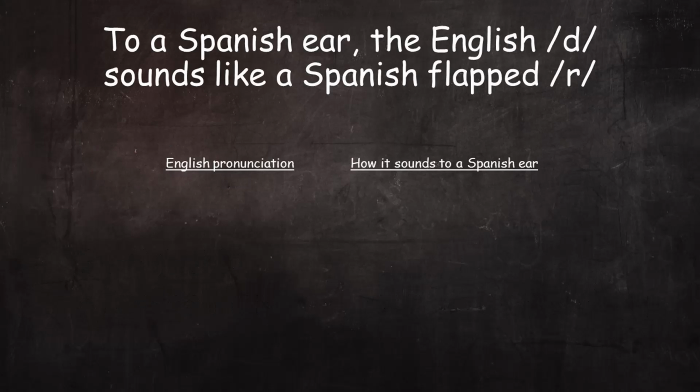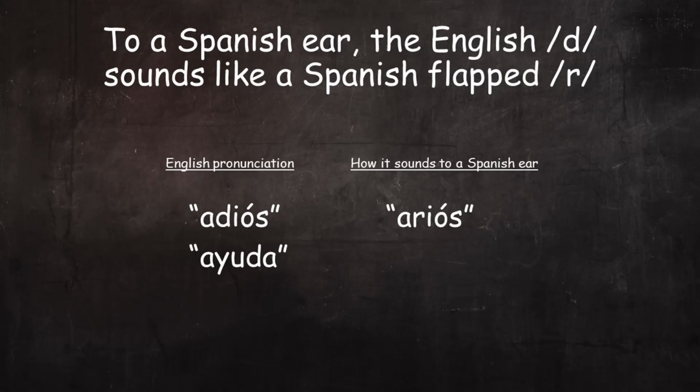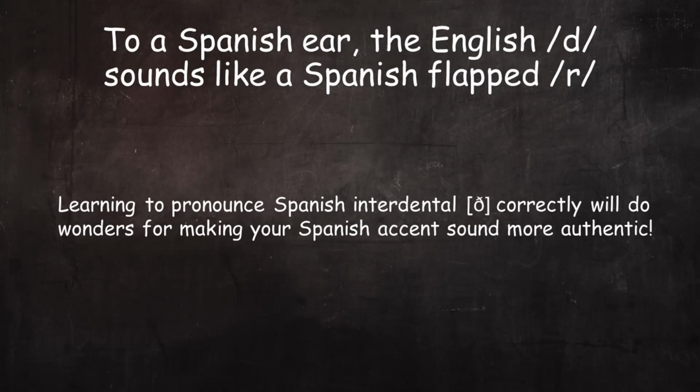So when an English speaker says adiós and ayuda, with a typical English speaker accent, to a Spanish speaker it sounds like adiós and ayuda, with an R where the D should be. This mispronunciation is a major part of what gives native English speakers their peculiar foreign-sounding accent when speaking Spanish. Learning to pronounce Spanish interdental D correctly will do wonders for making your Spanish accent sound more authentic.